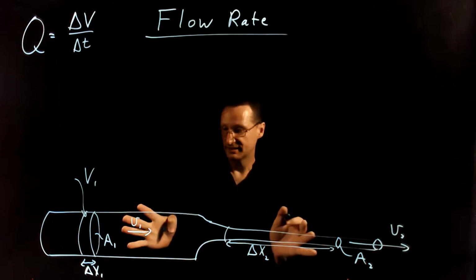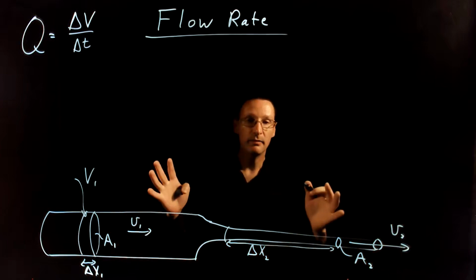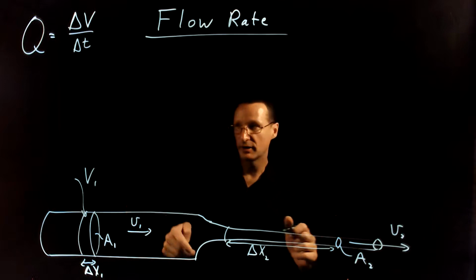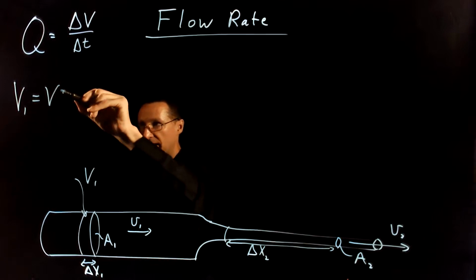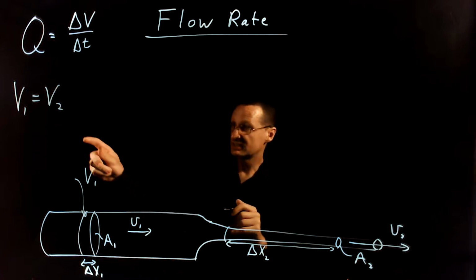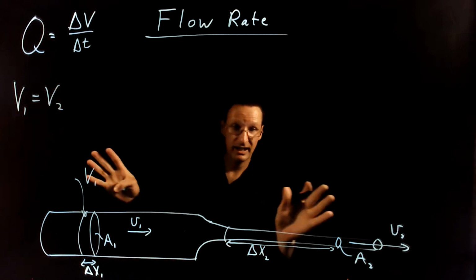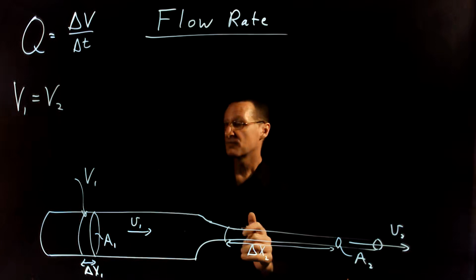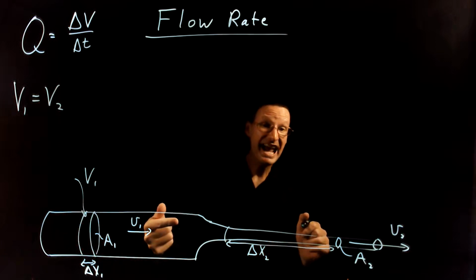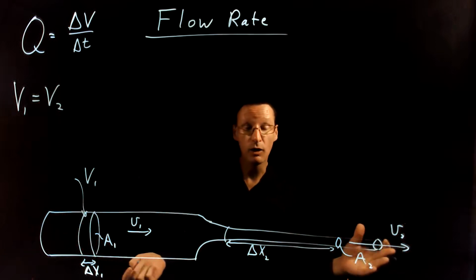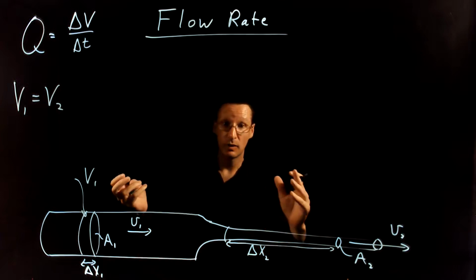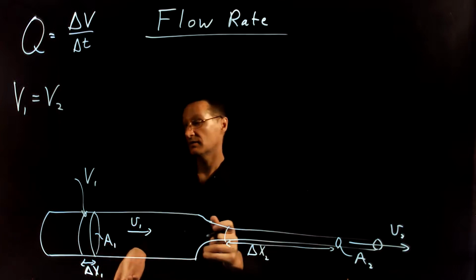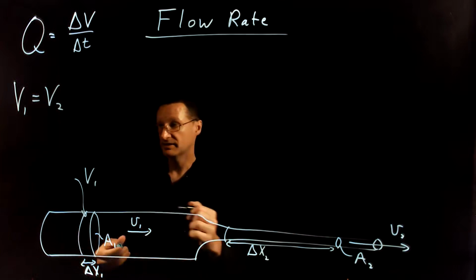So I want to relate these things to each other. One key thing that you may have noticed that I said is that the volume has to be the same in both spots. The volume can't decrease or increase. In other words, whatever comes in has to come out. It doesn't go anywhere else. There's nowhere else for it to go. That's what we call continuity, or it's continuous.